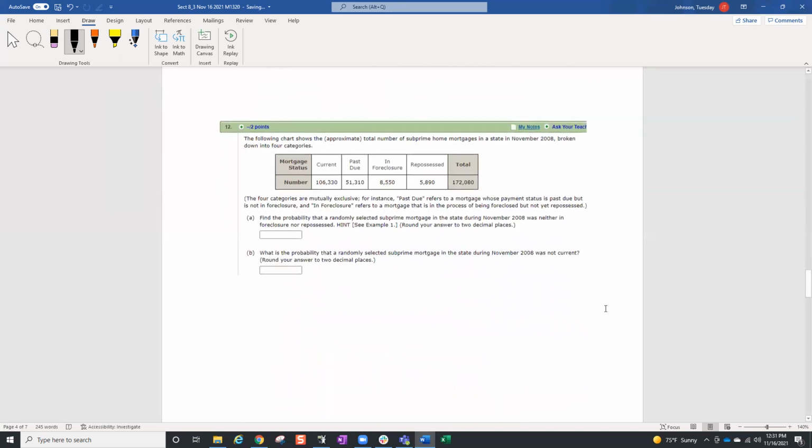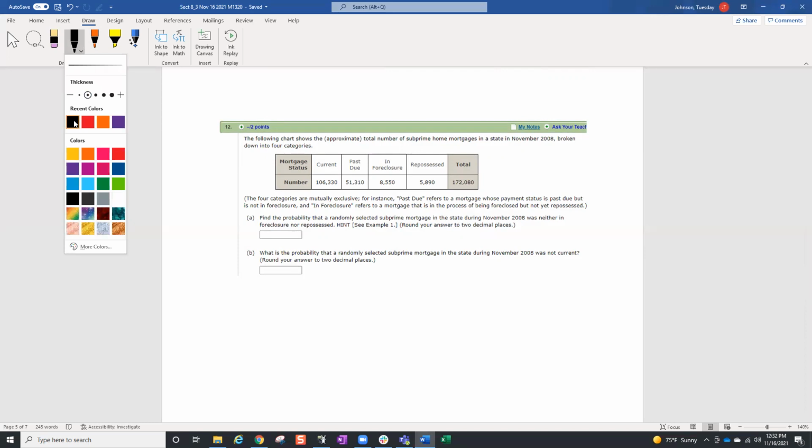All right, number 12. Number 12 is the last problem on the homework. And as you know, that means it's probably going to be extra challenging. And probably, as you've noticed, I don't do a lot of those problems just because I like to see you put yourself out there and attempt these. But today we're going to do it. The following chart shows the approximate total number of subprime home mortgages in a state in November of 2008. This is when the housing bubble burst.